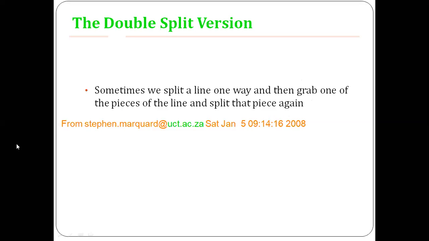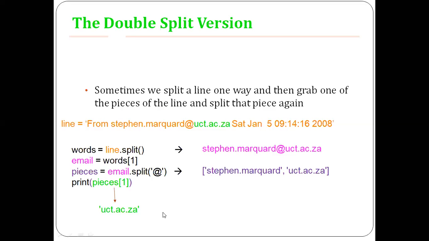So look at this one. This is one line, or one string, that you have. You can split it into multiple strings. From is one string, Stephen dot market is another one, uct dot ac dot is one more, and so on. So again I can split into multiple pieces. Look at the example here. Line is equal to: from Stephen dot market at uct dot ac dot za, the day Saturday January 5th and so on, right? So what they are doing is splitting it into multiple words.